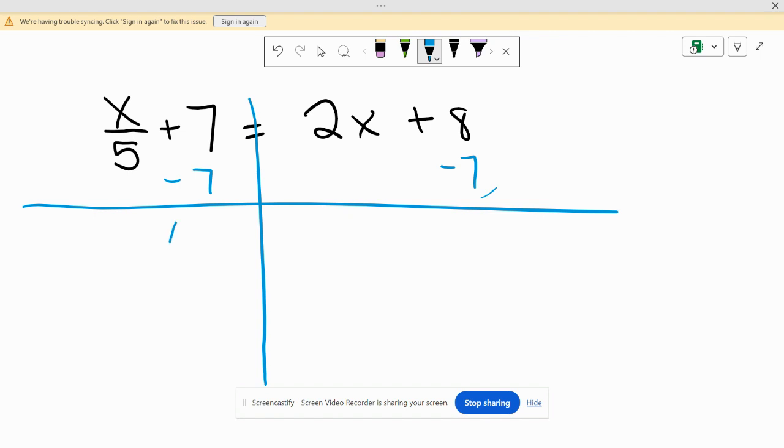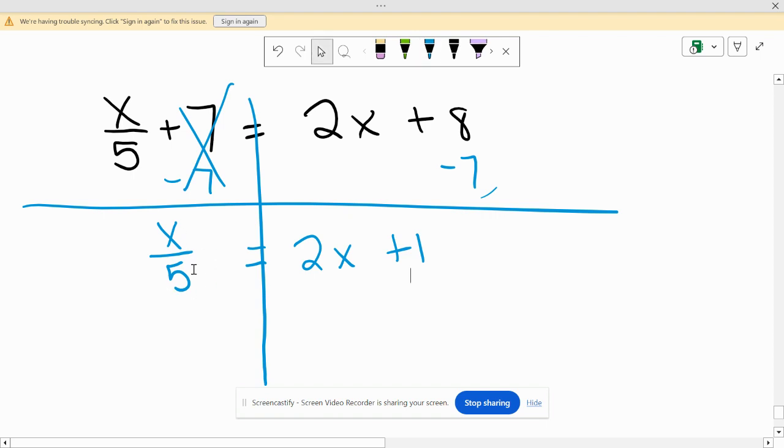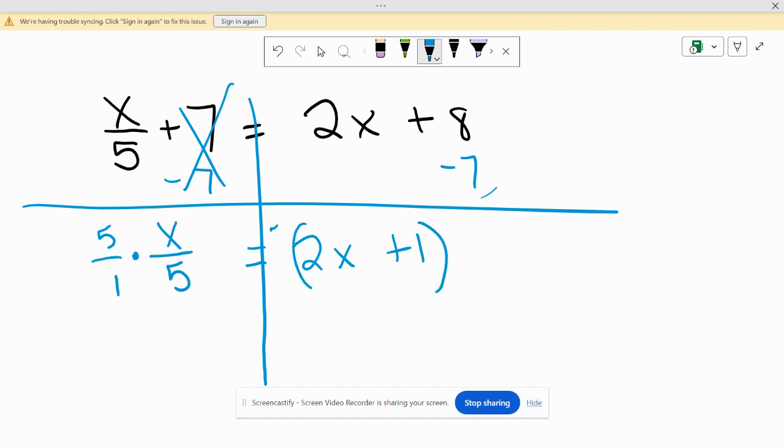And then I end up with x divided by 5, because those are eliminated, equals 2x plus 1. Now I see that I have a denominator and I want to simplify that denominator to 1. So I'm going to multiply this side by 5, and I'll need to multiply this side by 5. And I have 5 divided by 5 is 1. And then I'm left with just 1x equals, and I got to distribute this 5 because there's 2 terms over here, 10x plus 5.